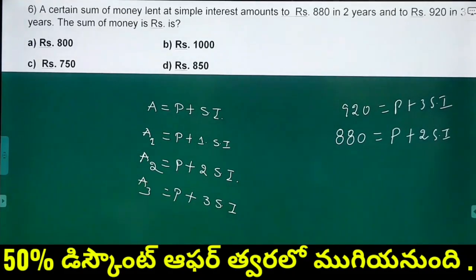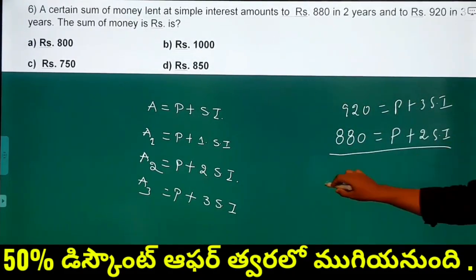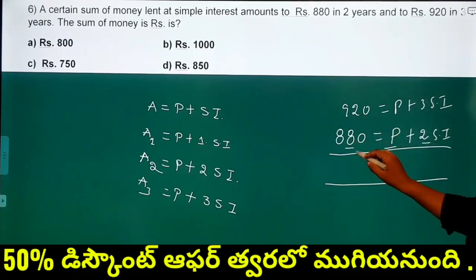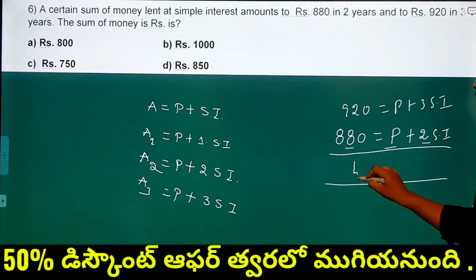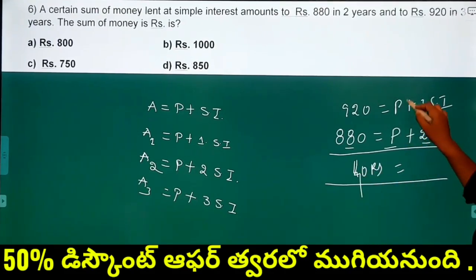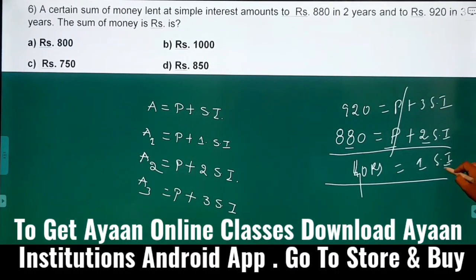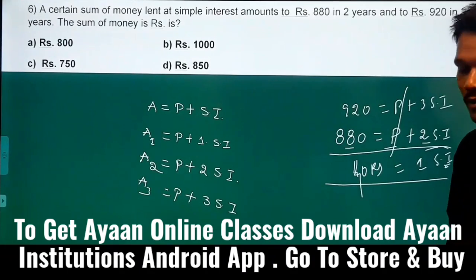Now what is the question they are asking? Find the value of principal. Directly if you subtract these two equations, what will we get? 920 minus 880 equals 40 rupees, and the principal is cancelled. 3 SI minus 2 SI equals 1 SI, which means 1 year simple interest value is equal to 40 rupees.